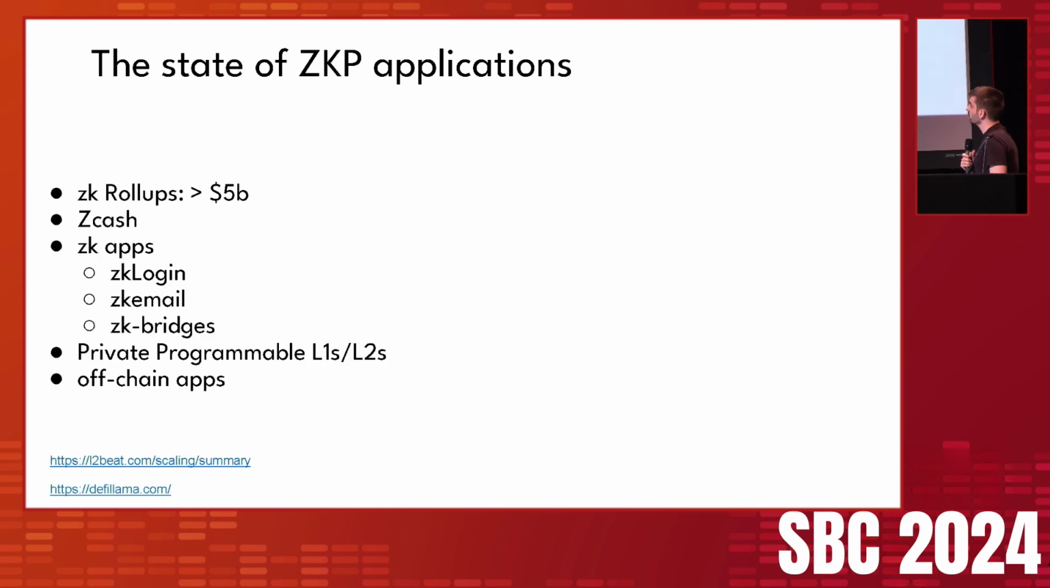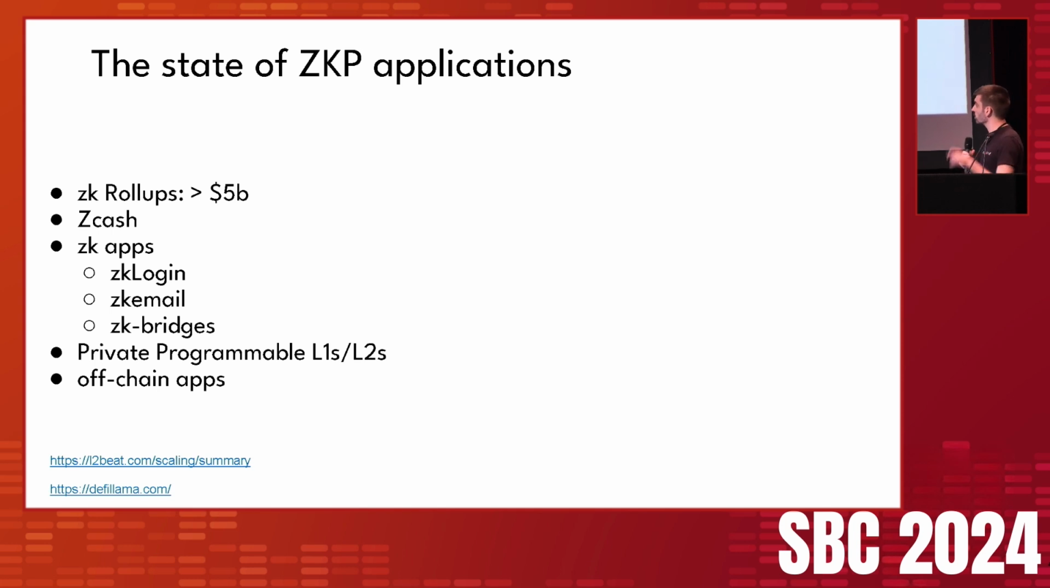So at the moment, we have various usages of ZK proofs. Some of them are on-chain, some of them are off-chain. The biggest one, I would say, is ZK rollups. But we also have Zcash, which has been pioneering that field for quite a while. And lately we have various, what I call ZK apps. One example is ZK Login, which will be presented right after my talk. And we have some private programmable L1s and L2s that heavily utilize ZKPs, and some off-chain apps.